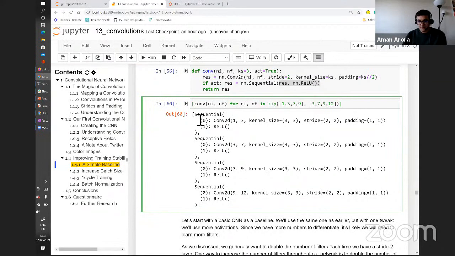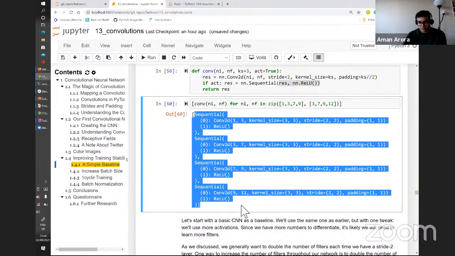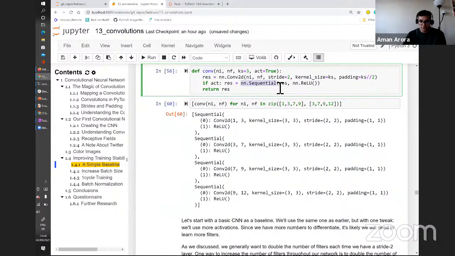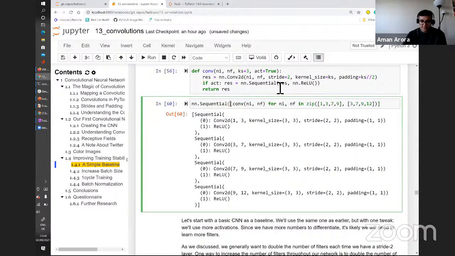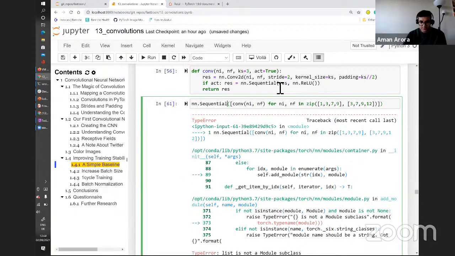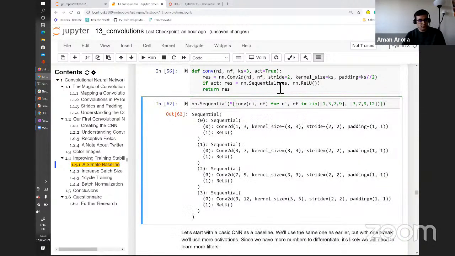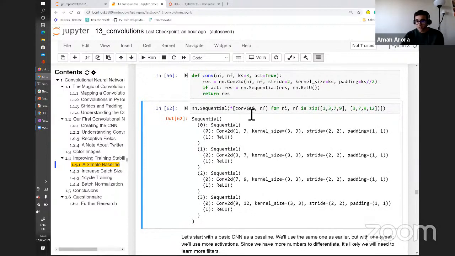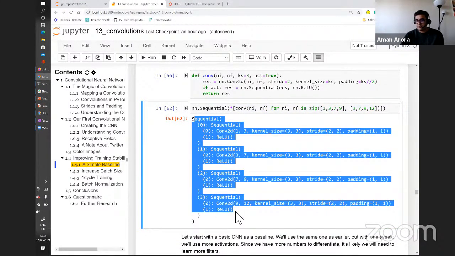Now I could create a bunch of convolutions and put them all in a sequential. I'm just showing you some coding techniques. I think I need to pass in a star over here. Yeah, there we go. What I've done is create 4 convolutions. This is why you want to define everything as functions. Just using list comprehension in Python, I was able to create a 4-layer deep convolution network.